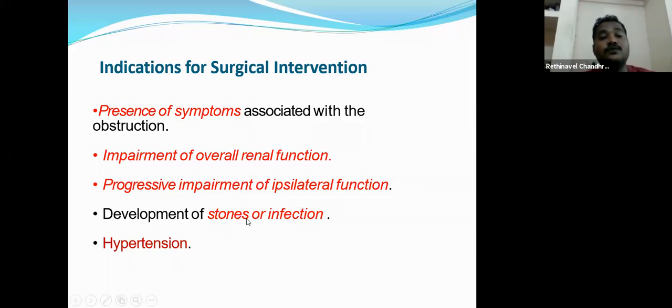Sometimes PUJO is associated with stones, associated with infection, or the patient develops hypertension. We can see in the ward a 24-year-old male with severe hypertension, and when we evaluate, there will be a PUJO also. All these are indications to treat PUJO surgically: presence of symptoms, a decrease in renal function documented in the diuretic renal scan or nuclear scan, development of stones or infection, and hypertension. All are indications for intervention.